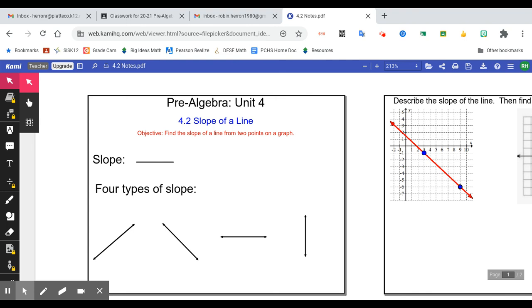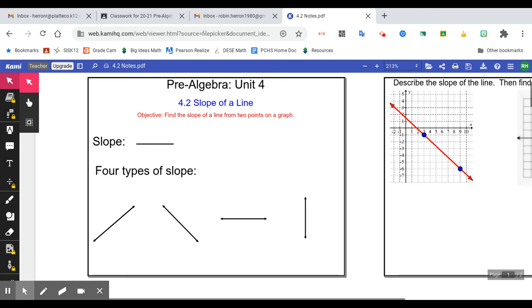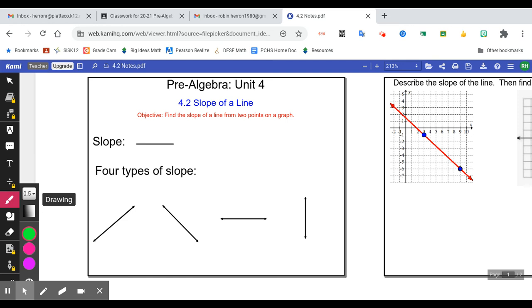Welcome back, everybody. We're going to look at 4.2 today, which is on slope of a line. So we started off with graphing points, and now we're going to switch gears to be able to start graphing our y equals mx plus b equations. The first part of that is focusing on slope. For this one, we're talking about what slope means and how to count it from a graph.